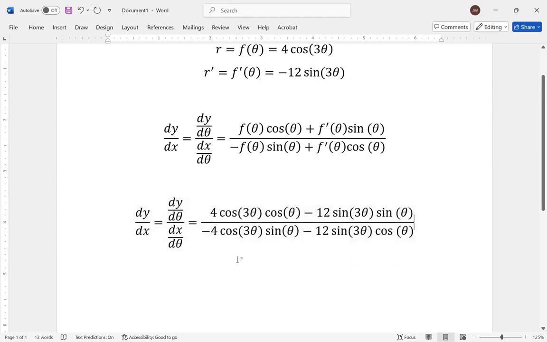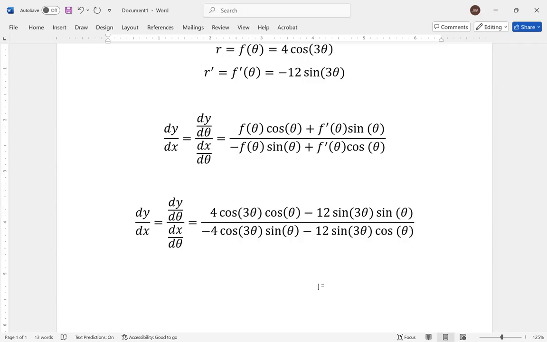You can also use trig identities with cosine 3 theta, sine theta, sine 3 theta, cosine theta. You could do the product to sum identities is what I'm getting at. And then some of those may cancel out because we have a 3 theta and a theta. And again, you could do a lot of simplification if you like. But this is it. This is the derivative of the Rose curve.